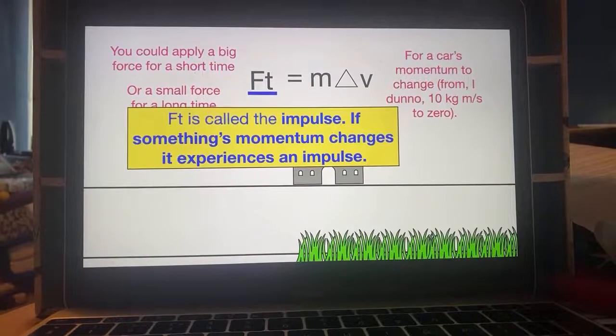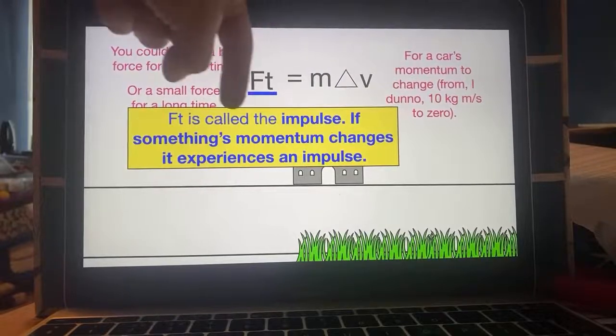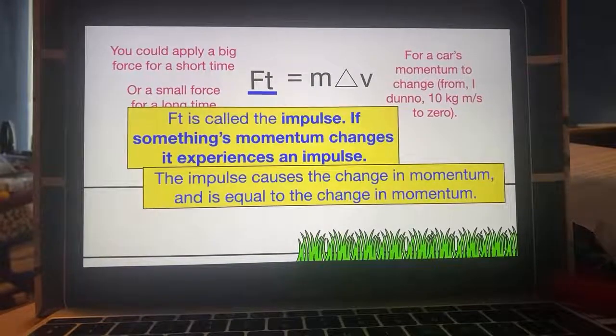If something's momentum changes, it experiences an impulse. It experiences a force over a certain period of time. And the impulse, this is a bit weird. The impulse causes the change in momentum. Applying a force over a certain period of time changes the momentum of a thing, but it is also equal to the change in momentum of a thing.